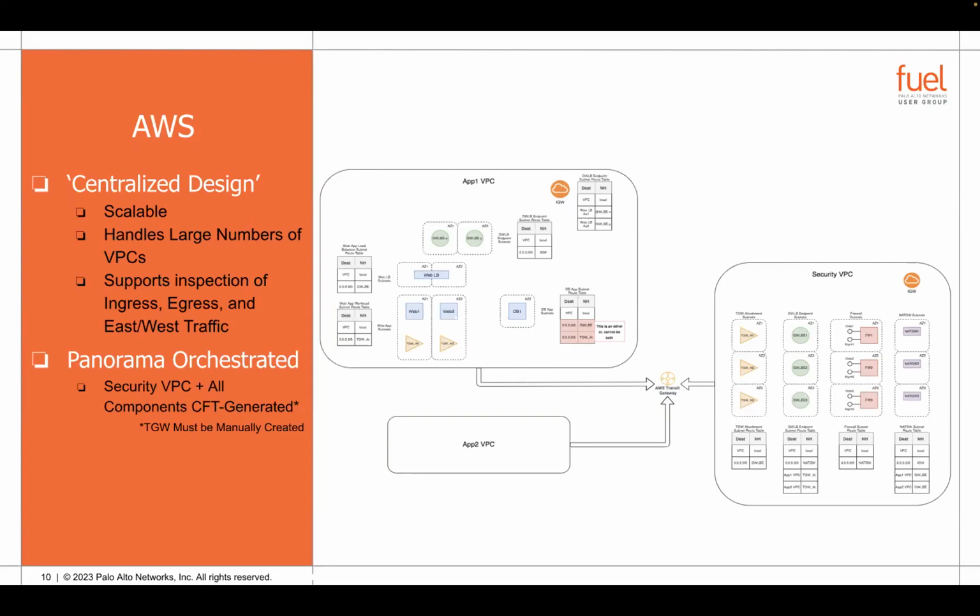But the Panorama orchestrated model makes it much simpler. And of course, it's supported, right? So any problems rolling that out, you can certainly pick up the phone, and support is there to help, which is, I think, a major leap forward with what we're able to do with scale out, scale in within the public cloud.